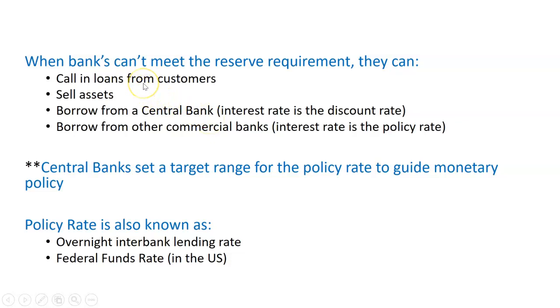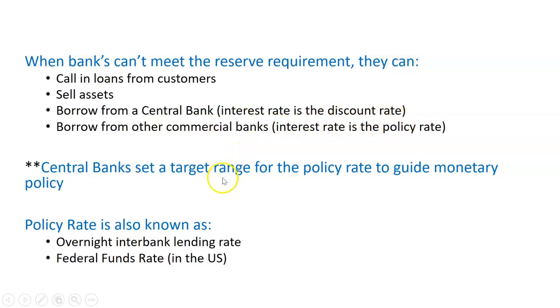If they can't, then they have some different ways to increase their reserves. They could call in loans from customers. That's an asset. They could sell other assets like bonds that they currently own. They could borrow from the central bank, and remember that interest rate is called the discount rate. Or they could borrow from other commercial banks, and that interest rate is the policy rate.